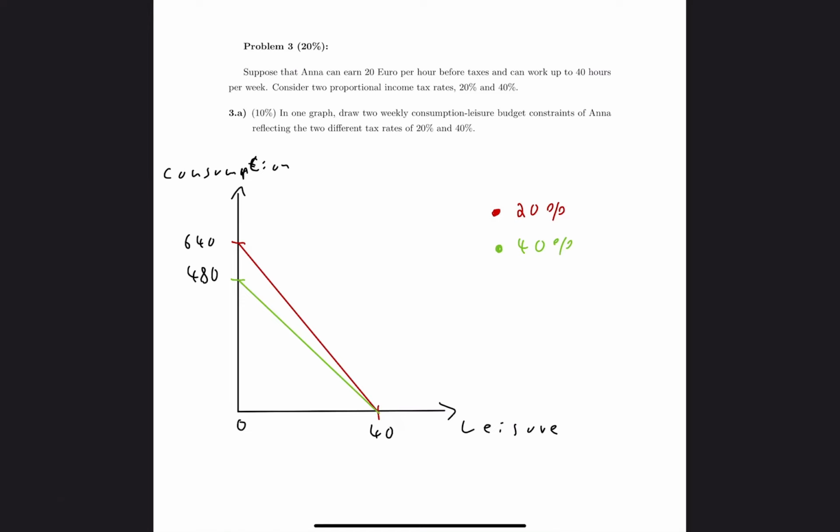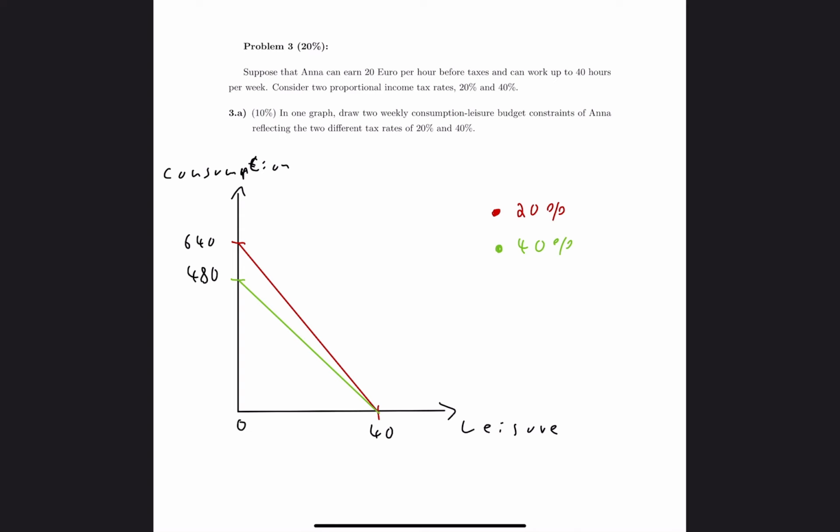So exercise number 3. Suppose that Anna can earn 20 euro per hour before taxes and can work up to 40 hours per week. Consider two proportional income tax rates, 20% and 40%. 3a. In one graph, draw two weekly consumption leisure budget constraints of Anna reflecting the two different tax rates of 20% and 40%.